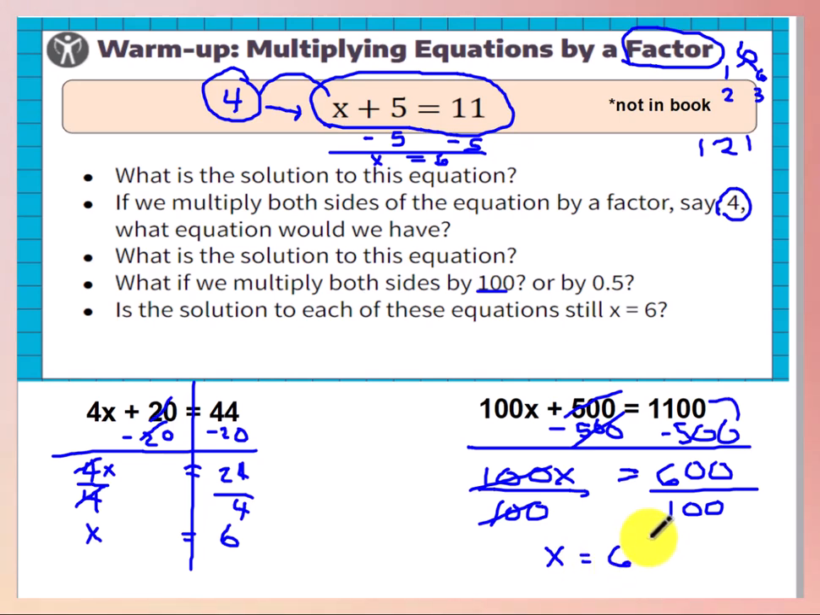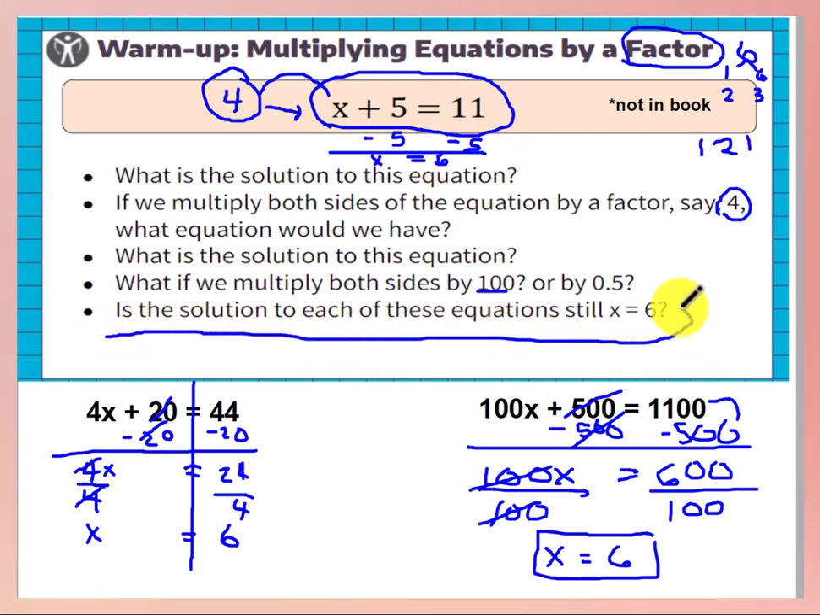So the point is, we can write equivalent equations by taking a factor and multiplying every term by that factor to create equivalent equations. The solution to each of these equations is still 6.